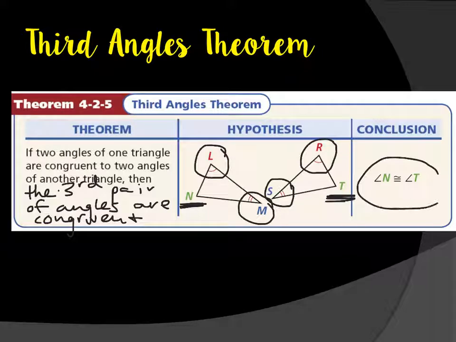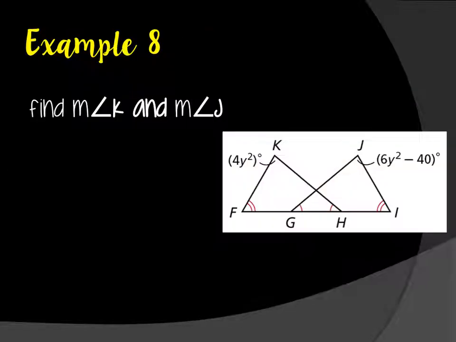So here we have N is congruent to T. So if two angles of one triangle are congruent to two angles of another triangle, then the third pair of angles are congruent. Let's find the measure of angle K and the measure of angle J. So in these two triangles, we have G is congruent to H and F is congruent to I, so therefore K is congruent to J. So what equation can we set up here?